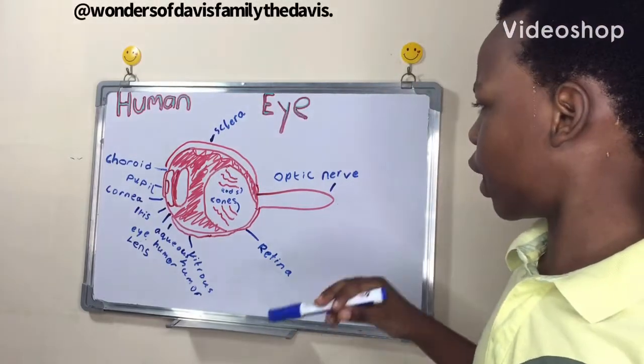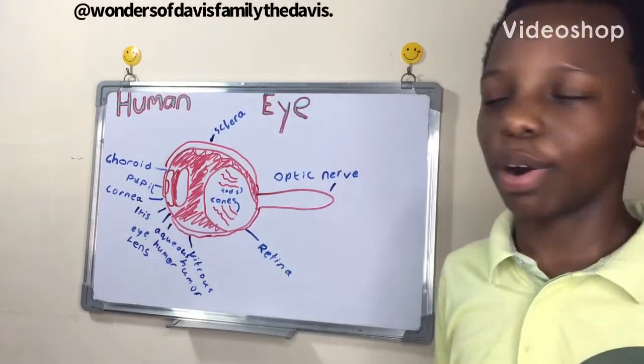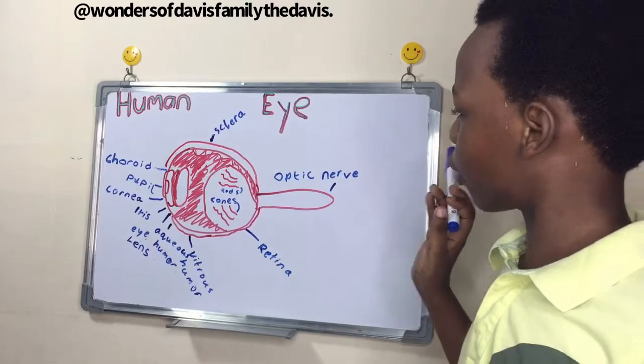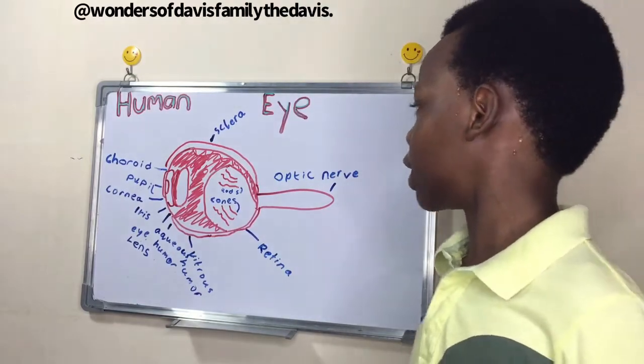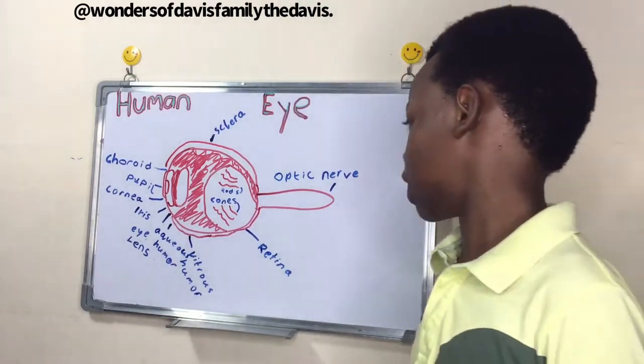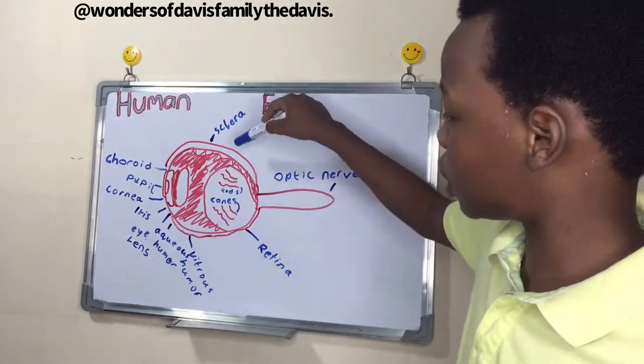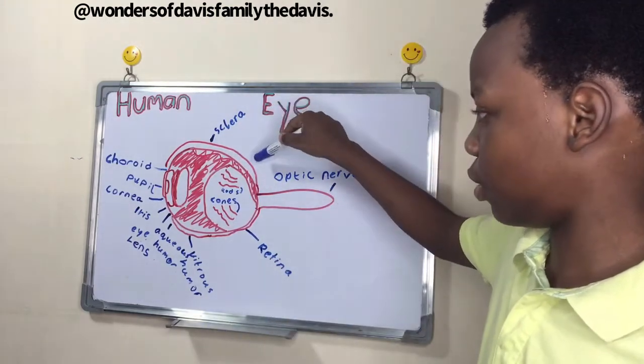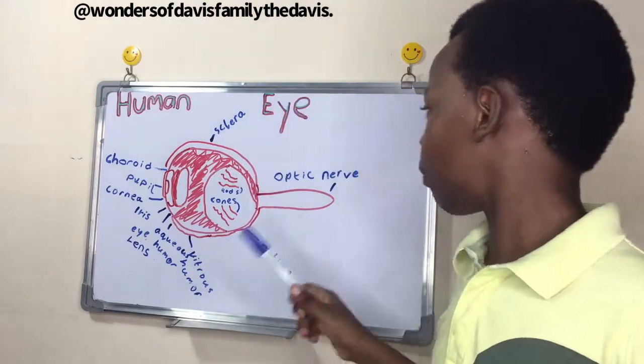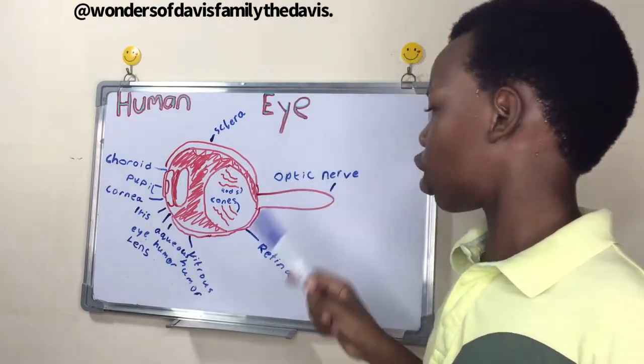Now we have the retina, one of the most important parts. It and the optic nerve are kind of in the same area and they're kind of considered the same thing. Now what the retina has is that it projects an image over here. And it also has multiple membranes like rods and cones.